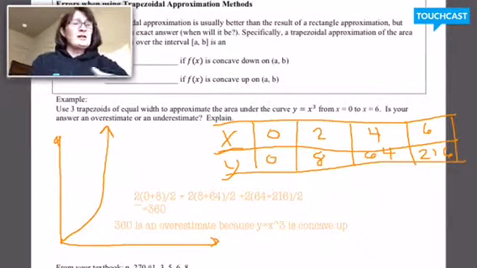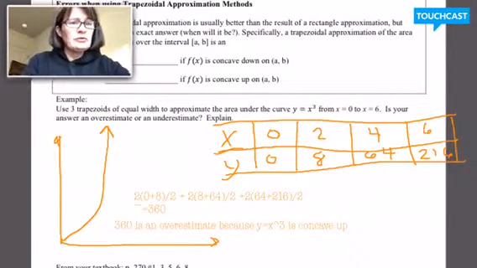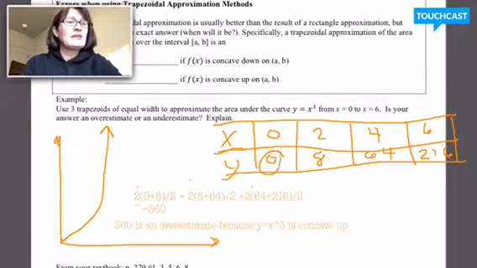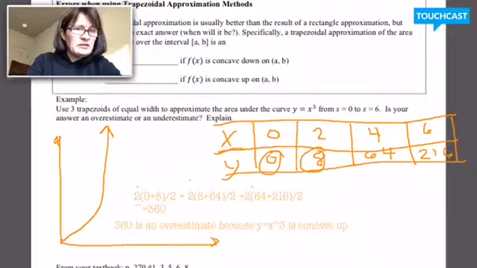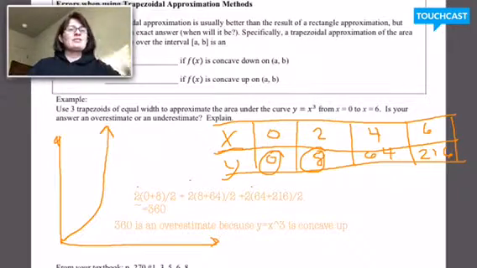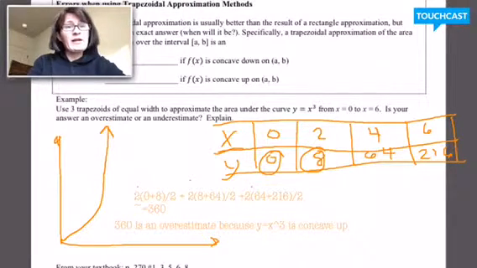So the distance across each trapezoid is 2. So these are the 2's that are the widths of the trapezoid. This 2, this 2, this 2. I'm going to take the average of the height, so 0 plus 8. The average I get by dividing by 2. So I have the 0 plus 8 over 2, plus 8 plus 64 over 2, is the average of the heights. And I have 3 trapezoids. So my approximation is 360 for that area.